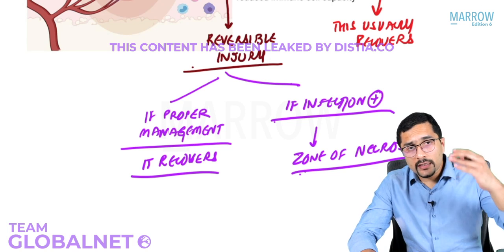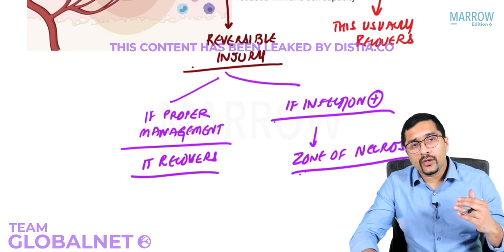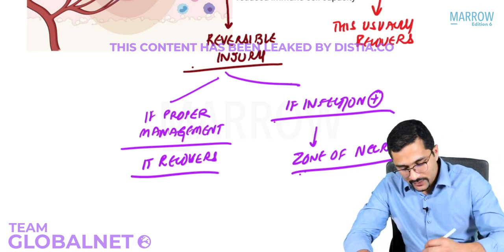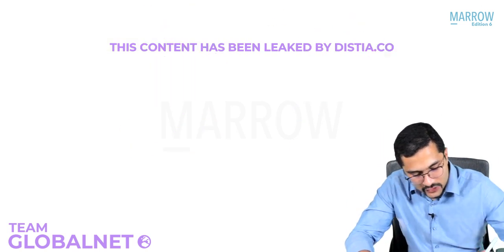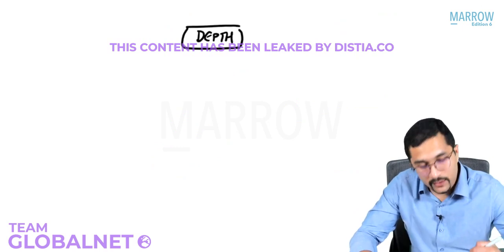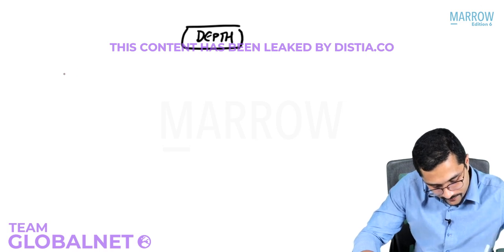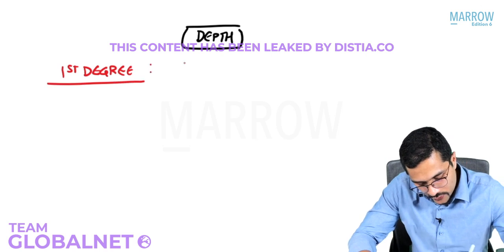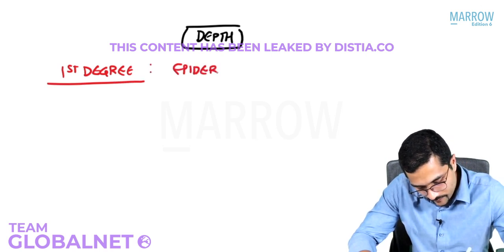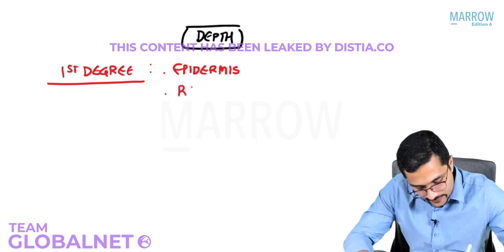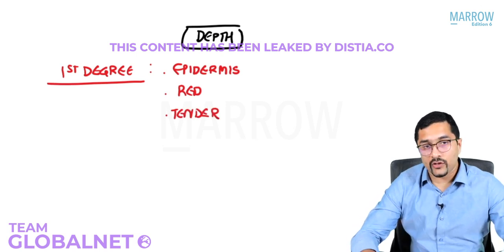Now moving on to the various degrees of burns based on the depth of burns, right? So based on the depth, you can have first degree, second degree, third degree and fourth degree burns. So first degree burns are the burns which only involve the epidermis. The burnt area is red and extremely tender.